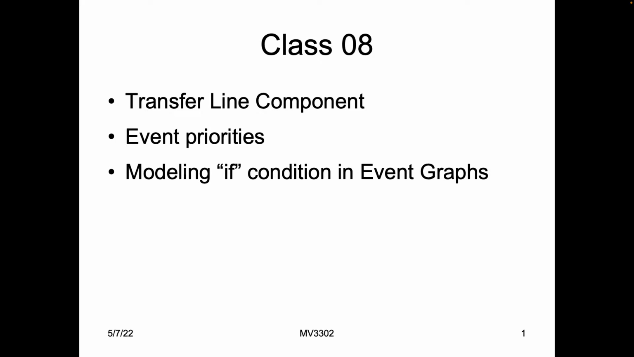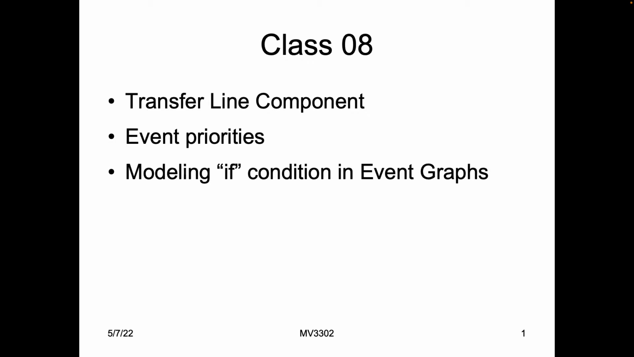Okay, today we're going to take what we talked about yesterday in terms of turning full models into components. So we're going to apply it to this transfer line that we did, and then look at some of the implications of that. The final piece in the methodology has to do with event priorities, and that will come up with the next computer assignment I ask you to do.